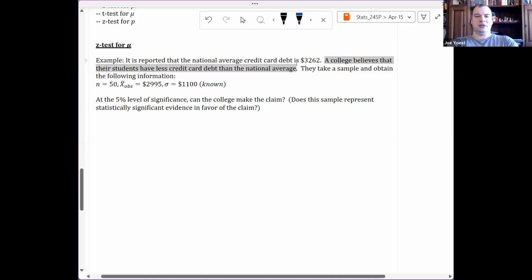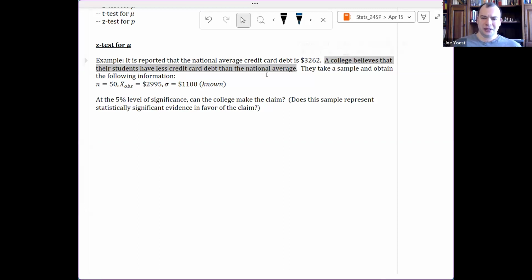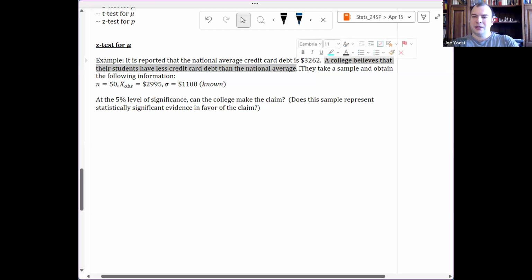A college believes that their students have less credit card debt than the national average. They would like to make this claim, put it in their marketing material and so on, but they don't want to just make flippant claims. Their competitors could call them on it, number one. And number two, just for our own ethics, we want to make sure that if we're saying something, it's reasonably true. So the college collects a sample.